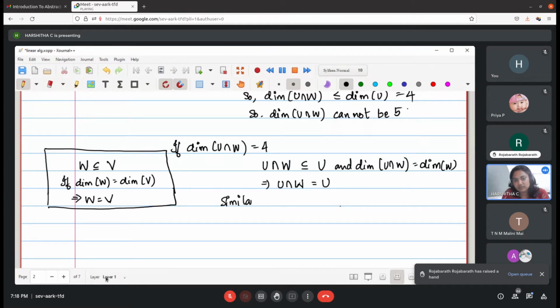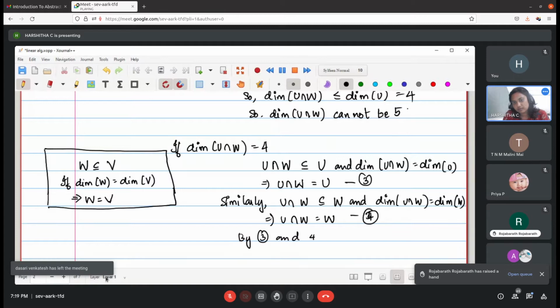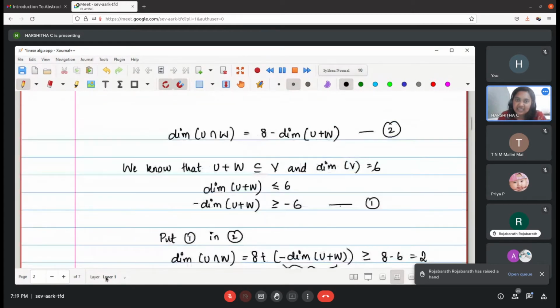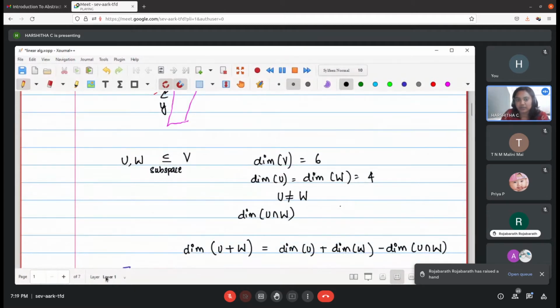Similarly, U intersection W is contained in W and dimension of U intersection W equals dimension of, here it should have been U. So from here we conclude that U intersection W equals W. And using these two equations, we get U equal to W. But what were we given? We were given that U is not equal to W, right?